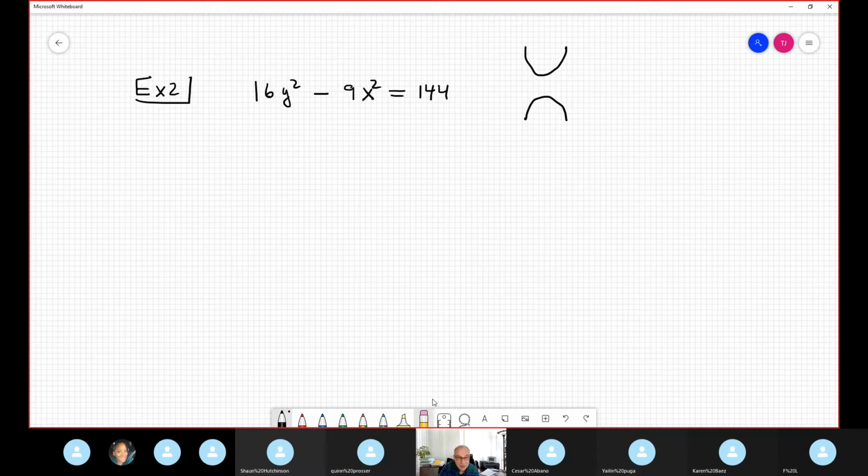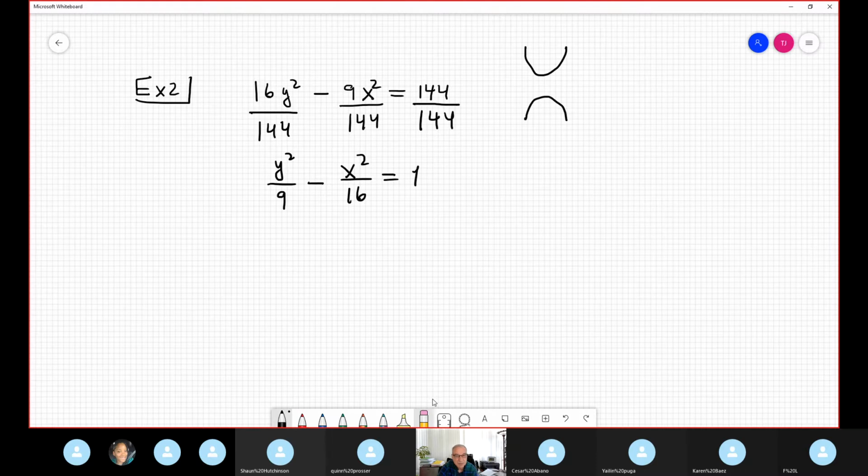Is this expressed in standard form? No, because in standard form I know that the right hand side must be 1. So you divide the whole thing by 144. And 144 divided by 16 is 9, and you put a 9 in the bottom like that. Minus, well, this is 16, no? By the same reason. Equal 1. Nice. This is my equation.